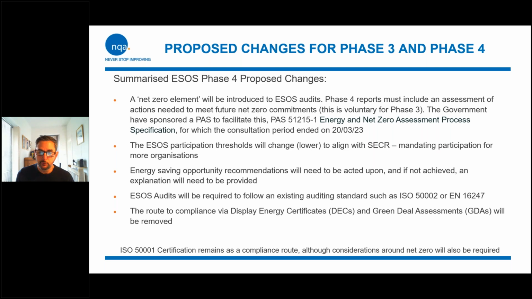That's PAS 51215. There's actually 2 parts to it, -1 and -2. -1 is around the process for energy and net zero assessment. -2 is around the competency requirements for ESOS assessors and lead assessors. So the consultation period, both of those documents were published as working drafts, and the consultation period for those documents finished on Monday this week. So it's quite topical that we're doing this at the minute. They're both available. You can download them if you want to have a look and have a read through them. I've got a little summary later on of what's involved in those.